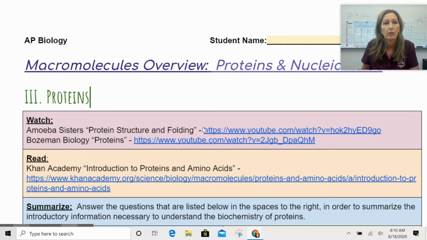So with that, you have this worksheet to just summarize that information. That is a Google assignment. When you open that, it'll save as your copy. And then that should be submitted as you summarize proteins and nucleic acids.